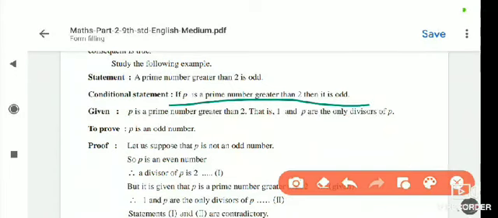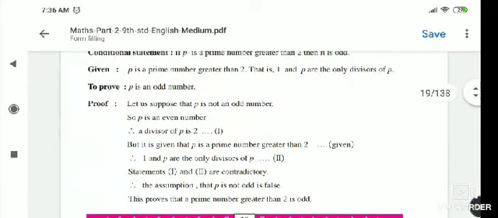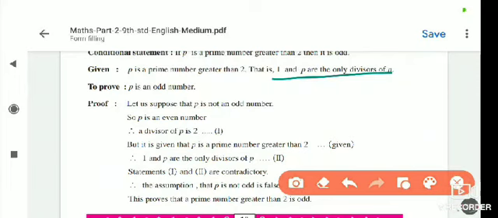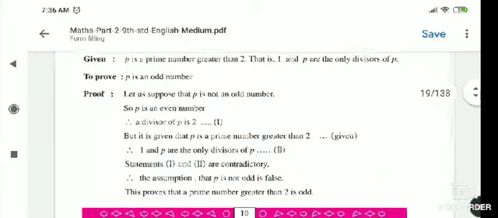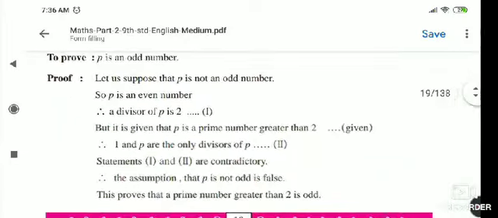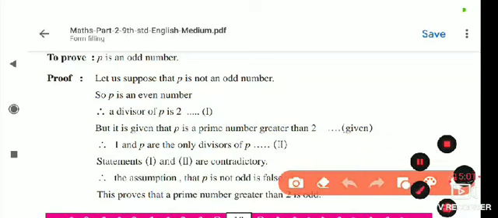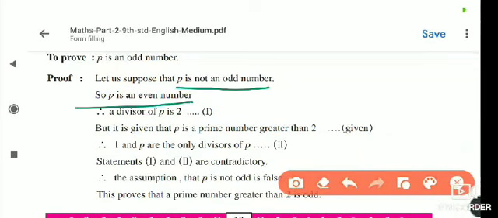So in the given, we have to write: P is a prime number greater than 2, and 1 and P are the only factors. As you know the prime number definition, it is divisible only by the number itself and 1. So we have to prove that P is an odd number. For that, let us suppose P is not an odd number. Actually it is an odd number, but we have to take it as not odd. It is an even number.